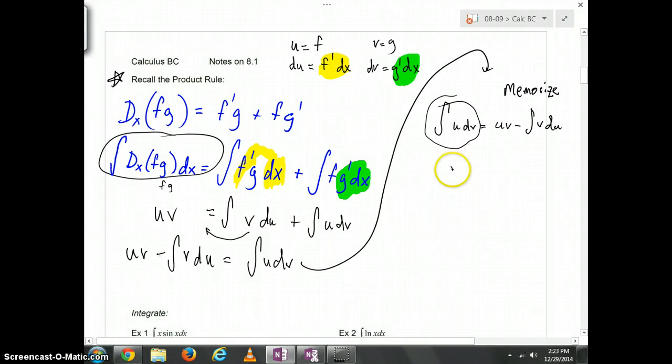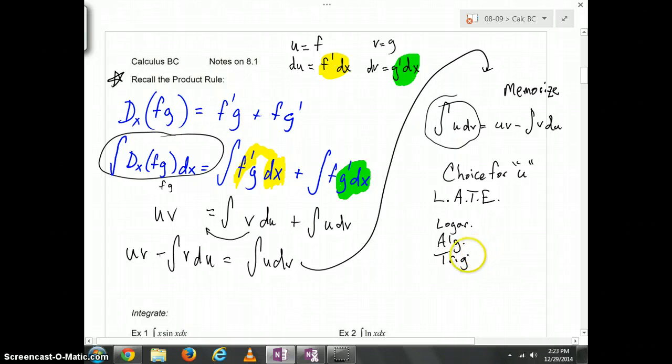But this is very important for our choice of what u is. The choice for u, what we do very often is use an acronym. This works 90-some percent of the time, and we use this LATE acronym here. L stands for logarithms. Okay, so we've got logarithms for L. A stands for algebraic expressions. T stands for trig or inverse trig expressions.